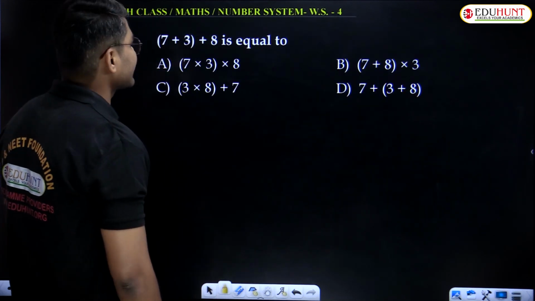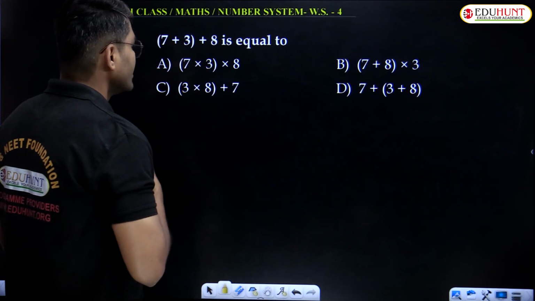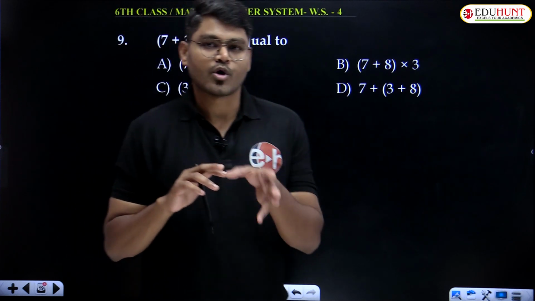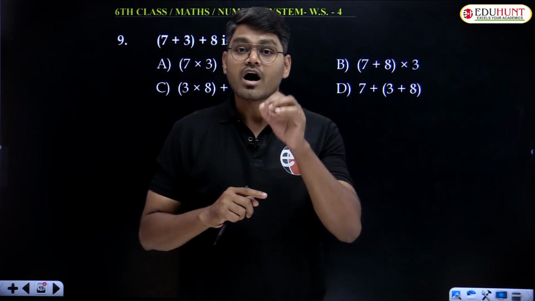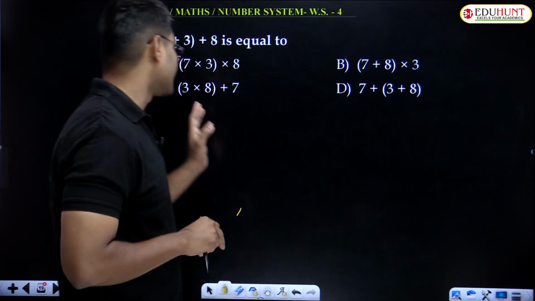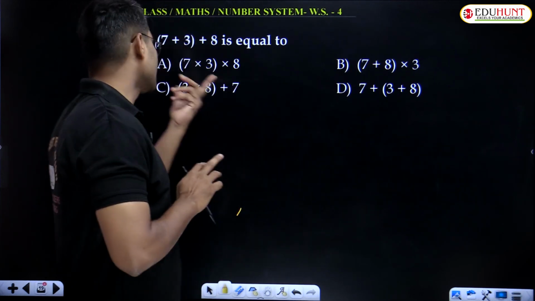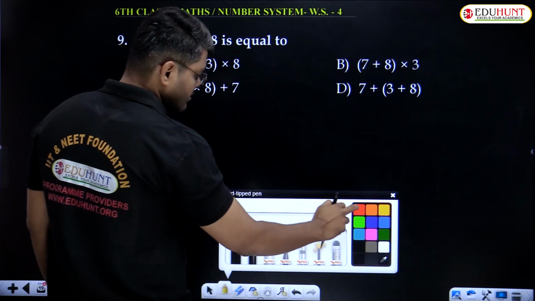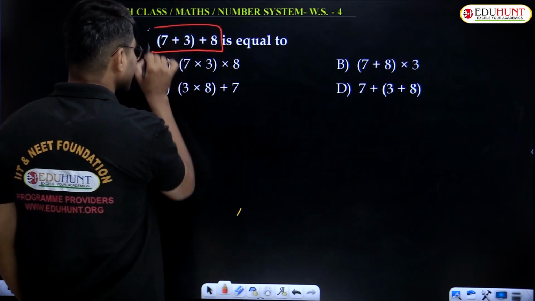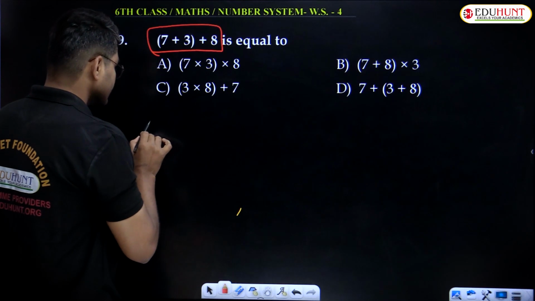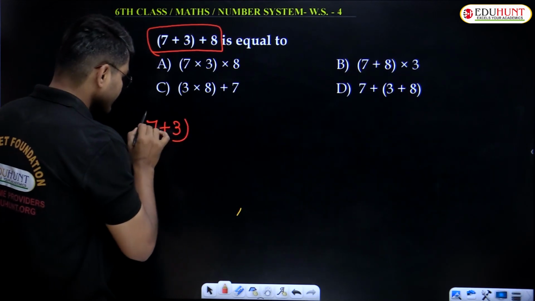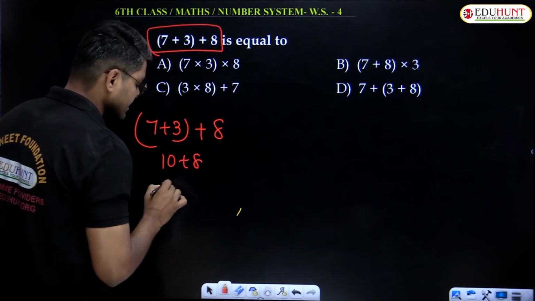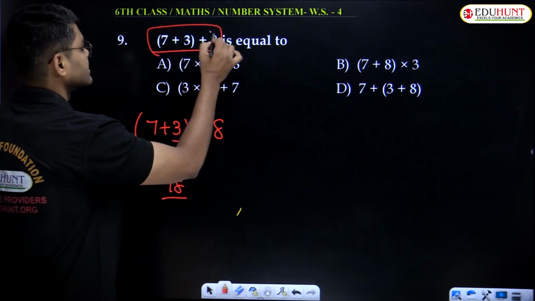7 plus 3 plus 8 is equal to, okay, how many numbers do we have here? 3 numbers. That means we are talking about properties. That's why we can check which property? Associative property we can check. This can be represented in any manner by using the small bracket. See here, (7 plus 3) plus 8. 7 plus 3 is nothing but 10. 10 plus 8, that is 18, is the answer for this statement.